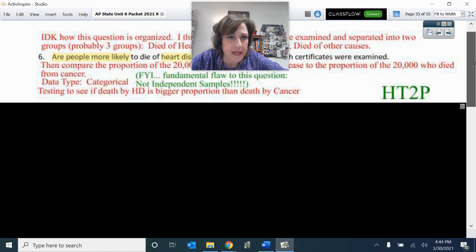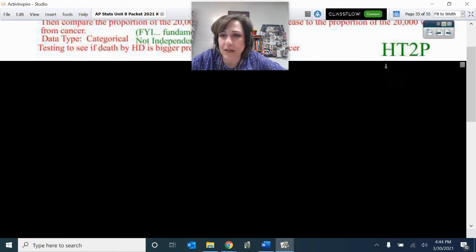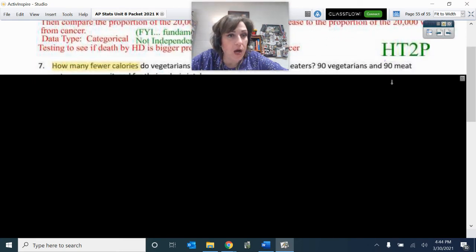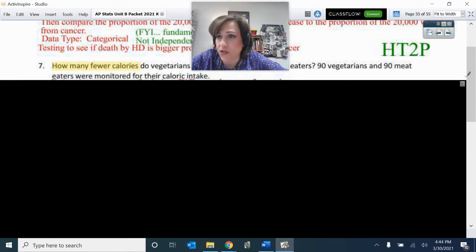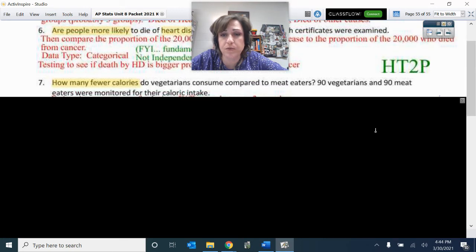All right, let's see how you did on number 7. How many fewer calories do vegetarians consume compared to meat eaters? So we're estimating an amount. Caloric intake is an amount, a quantity, so I think I got means going on here. How many fewer? That's estimating an amount.